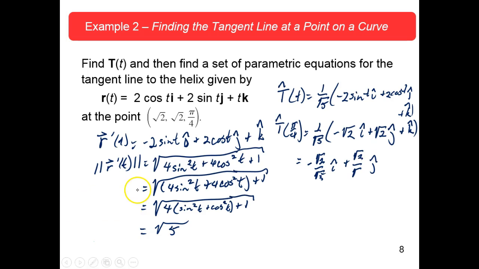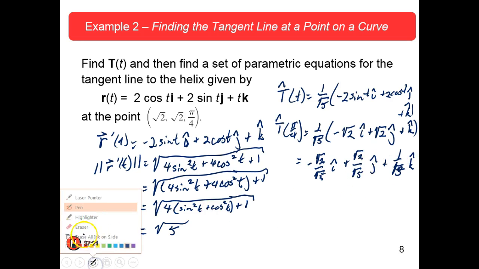Goodness gracious. Plus 1 over root 2, root 5. I keep doing that. Okay. See if I can clean that up a little bit. Okay, that's better. Whew.